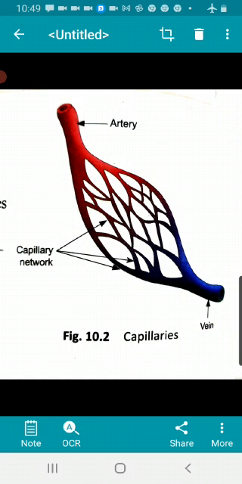So, we have studied what is blood, what are the components of blood, what are the functions of blood. Now, how is the blood taken, otherwise the pathway to transport nutrients and oxygen in the body by the blood vessels. So, now let's see the main organ, that is the heart.